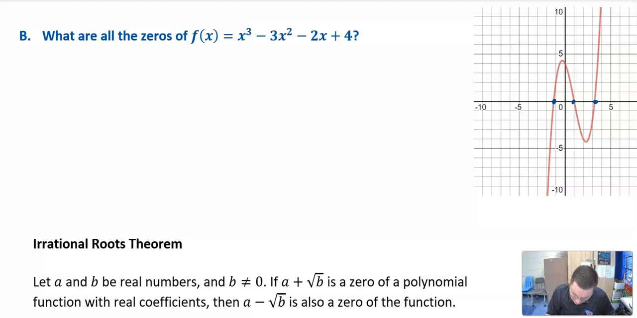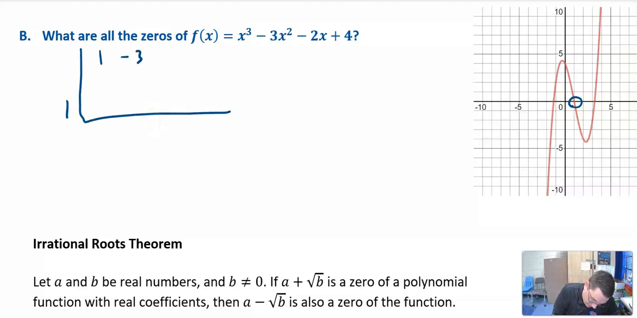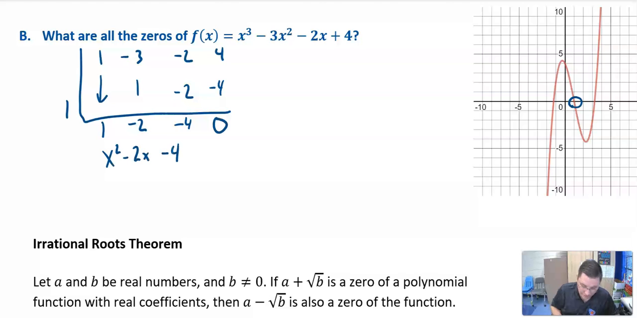And we want to look at, did any of these cross at a nice value? This one looks like it does. So let's try the synthetic at 1. And so 1, negative 3, negative 2, and 4. Remember, the 1 is going to drop through, so we get 1. That gives us 1, which gives us negative 2. Gives us negative 2, which is negative 4. And negative 4 added to the 4 will give us 0. And so this will become x squared minus 2x minus 4. Because again, the remainder came out to 0. It proves that 1 is a zero of the function.